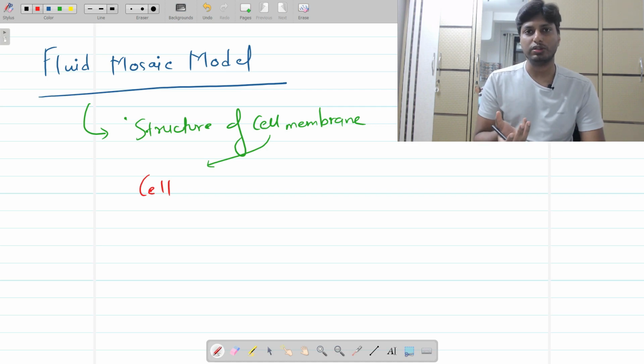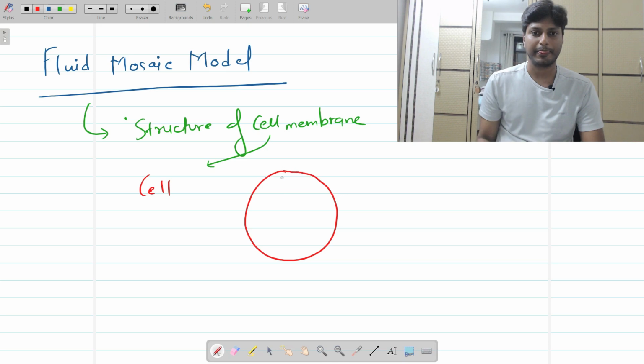Now coming back to the topic of fluid mosaic model. Here what do we understand by this particular term fluid mosaic model? So understand this. When we talk about the cell membrane, say for example this particular is the cell, right? And I'm just drawing it on a rough basis. So this is the cell membrane of the cell.